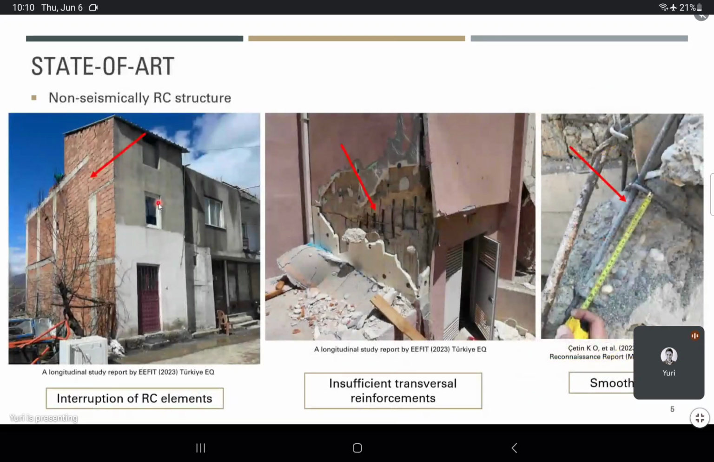Here are some examples that we have seen in regions that have just been hit by earthquakes. This is from the reconnaissance survey in Turkey. Buildings that are not well prepared. For example, lack of continuity. Here we have not enough reinforcement in the transverse directions. We have buckling of longitudinal reinforcements. Also use of smooth bars or plain bars.